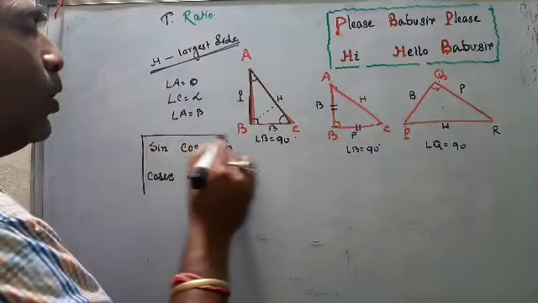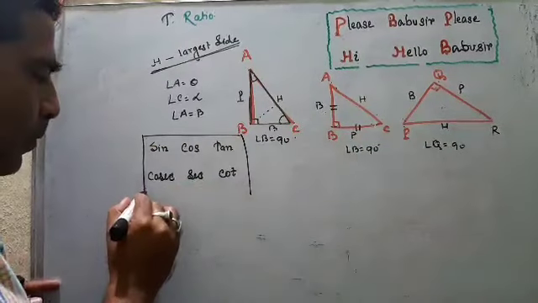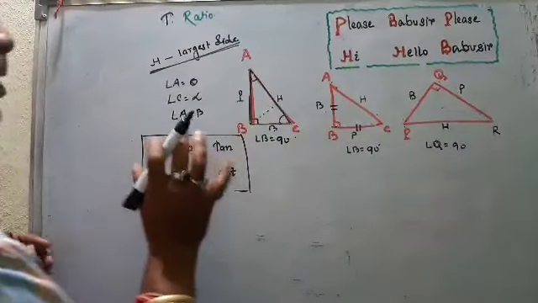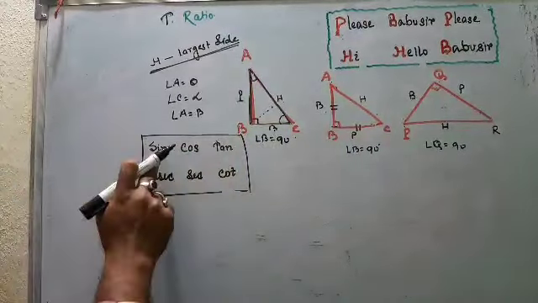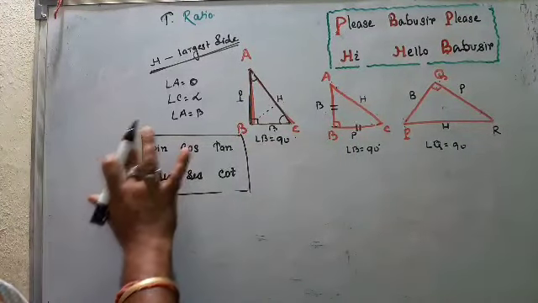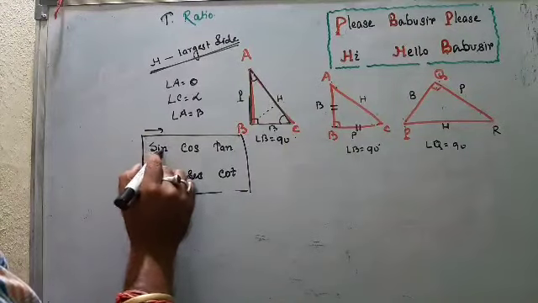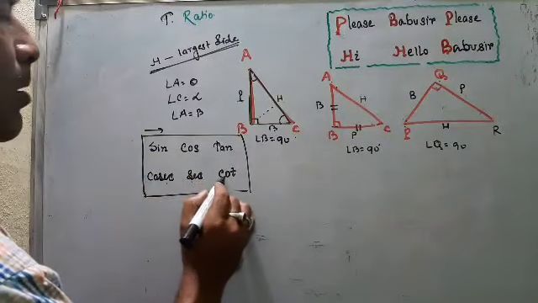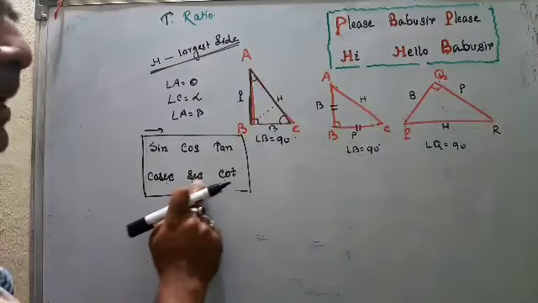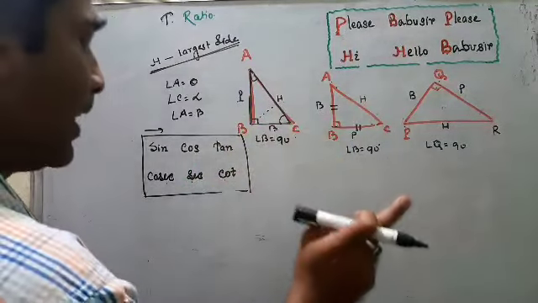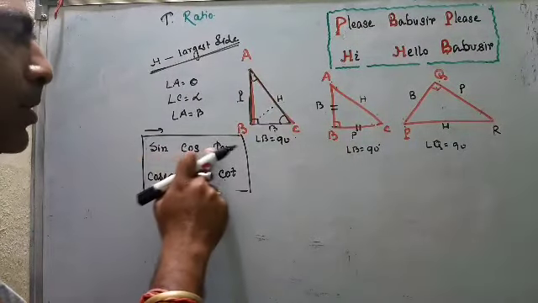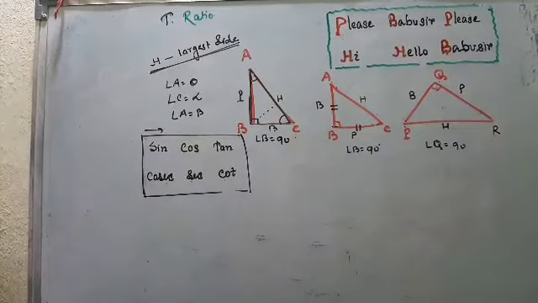But for easy memorizing and understanding, I use some tricks. That's why I write sin, then cos, then tan, then cosec, sec, and cot. You also write like this, always: sin, cos, tan, cosec, sec, cot. I tell you again, always write sin, cos, tan, cosec, sec, cot.